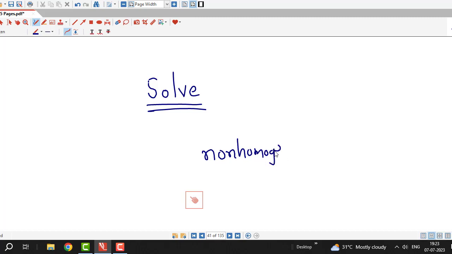Now in the upcoming lecture we will see how to solve linear homogeneous recurrence relations with constant coefficients, and after discussing homogeneous recurrence relations we will go on to solving non-homogeneous recurrence relations which are linear and with constant coefficients.